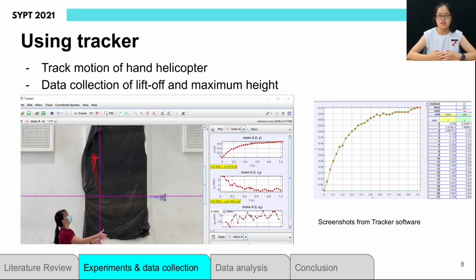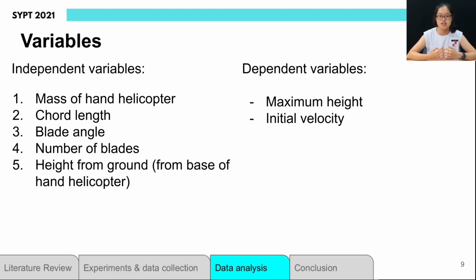To analyze the data we collected, we used Tracker to track the motion of the hand helicopter, specifically its initial vertical component of velocity and the maximum height. These are the independent and dependent variables we analyzed.